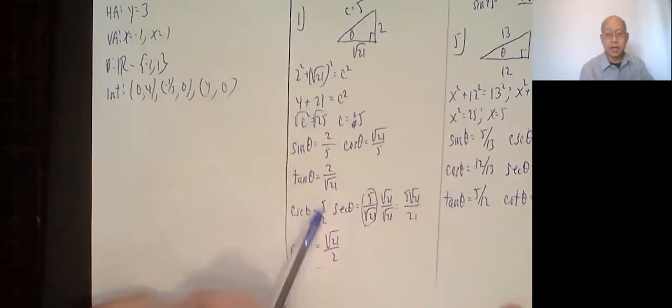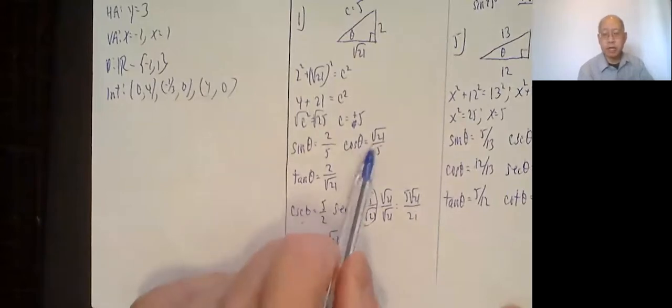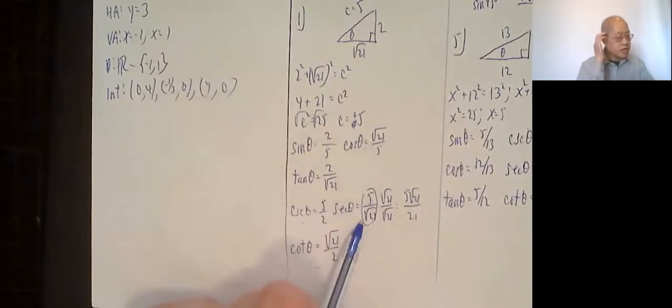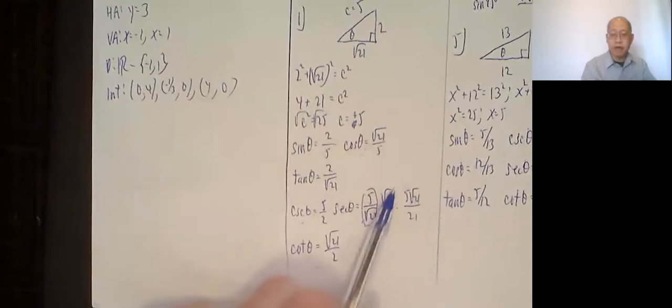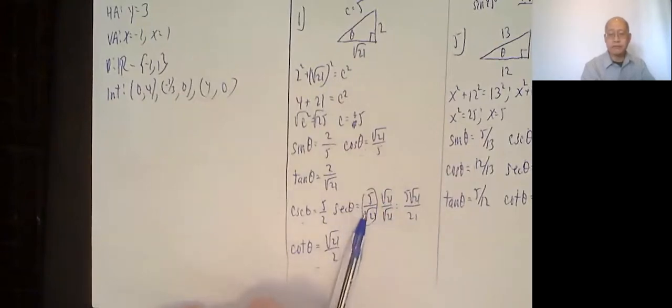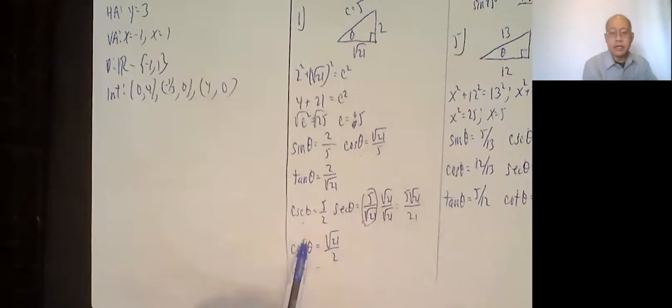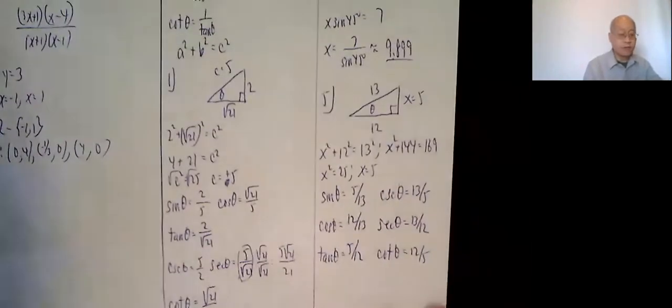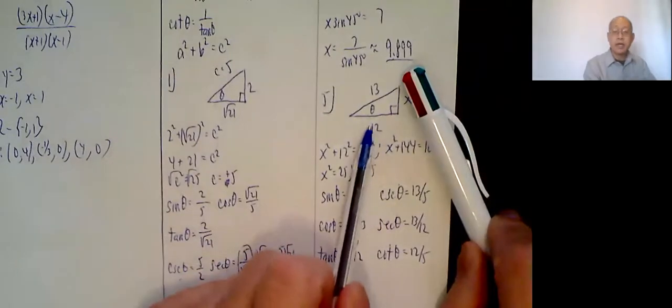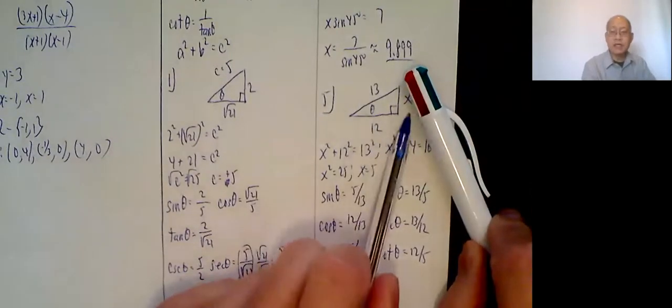Cosecant is the reciprocal of the sine, so 5 over 2. Secant is the reciprocal of the cosine, 5 over radical 21. You can leave it like that as far as I'm concerned, but if you want to rationalize the denominator, multiply top and bottom by radical 21. So that gives me 5 radical 21 over 21, but you can leave it like that. Cotangent, you flip the tangent, so radical 21 over 2. So that's all.